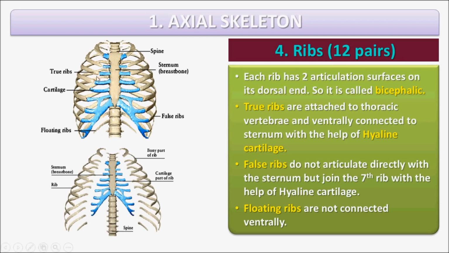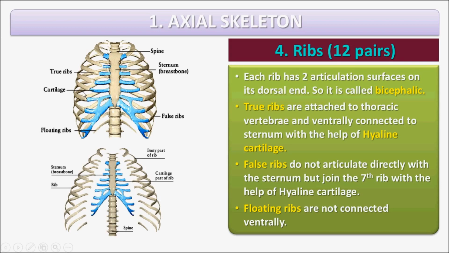So the true ribs from 1st to 7th are attached to the thoracic vertebrae of the vertebral column, which I have taught you previously, and ventrally connected to the sternum with the help of hyaline cartilage. So what is this? This is your hyaline cartilage, this blue part. Okay, now comes false ribs.